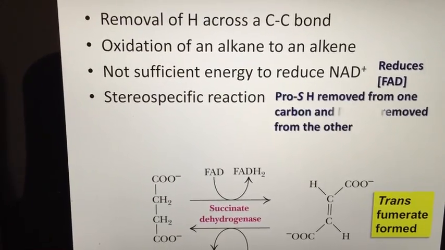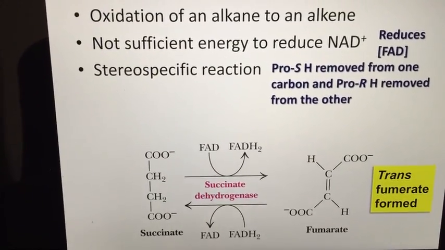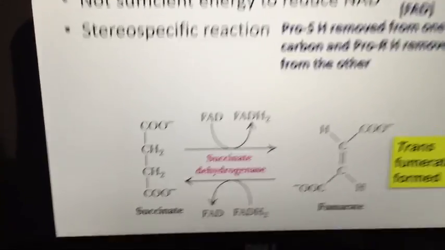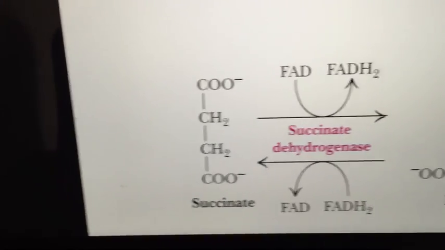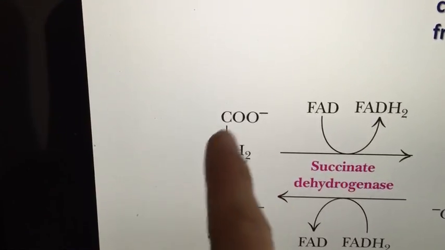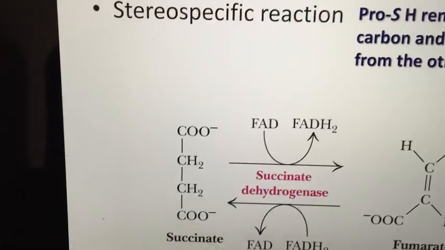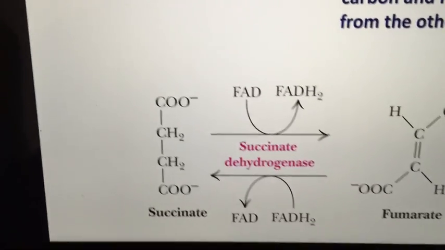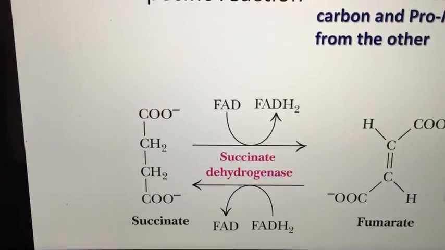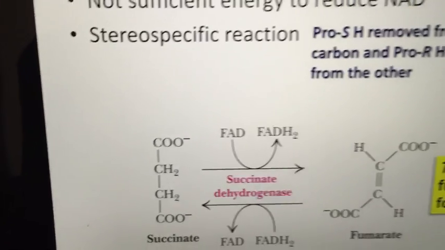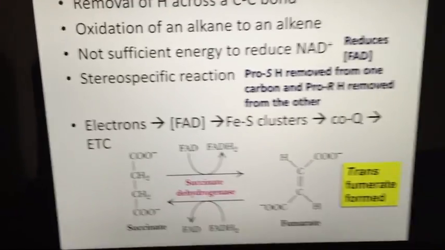It is a stereospecific reaction. Again, the Pro-S hydrogen is removed from one carbon and the Pro-R hydrogen is removed from the other carbon. So of these two carbons, the one hydrogen is the Pro-S one, the other hydrogen is the Pro-R one. Again, from your stereochemistry, you remember what Pro-S and Pro-R means. And of course, the stereospecificity is again indicative of the fact that it is an enzyme catalyzing this reaction.